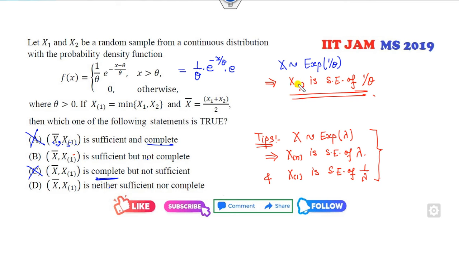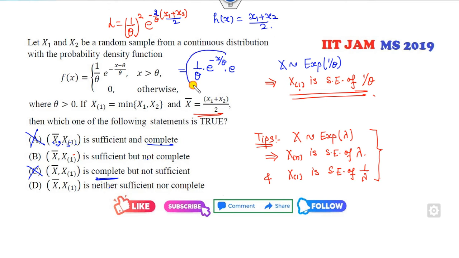Now if x1 is the sufficient estimator and x bar is a sample of size 2, if you define the likelihood of this, it will be 1 over theta squared e raised to the power minus 1 over theta times (x1 plus x2). So clearly I can multiply by 2 and divide by 2. So this is my h(x), (x1 plus x2) over 2. Fine.